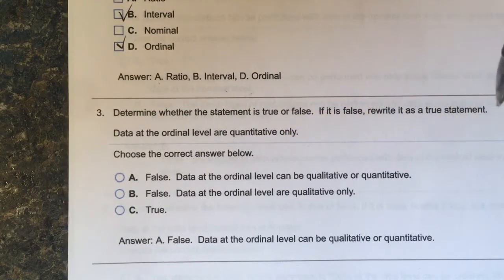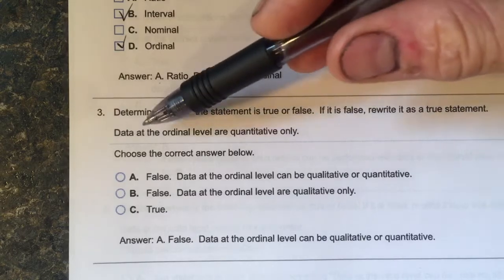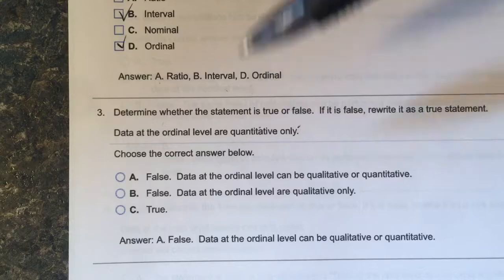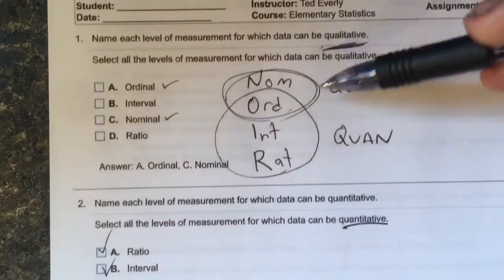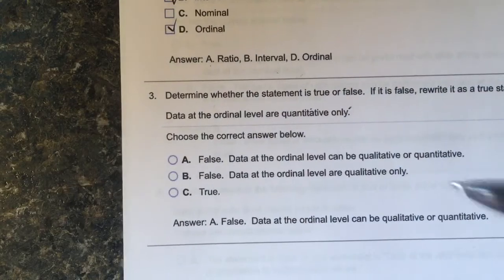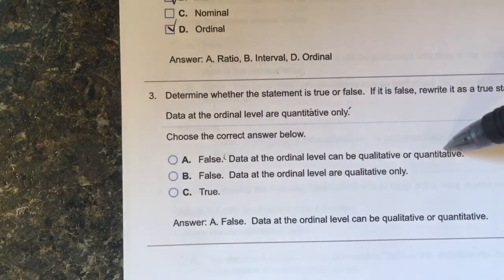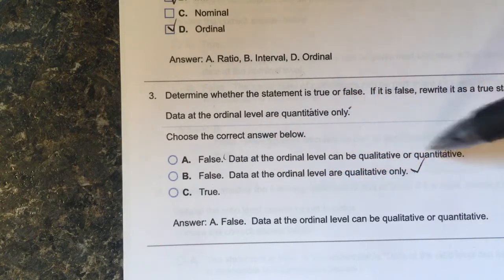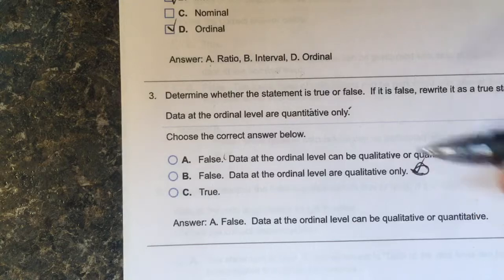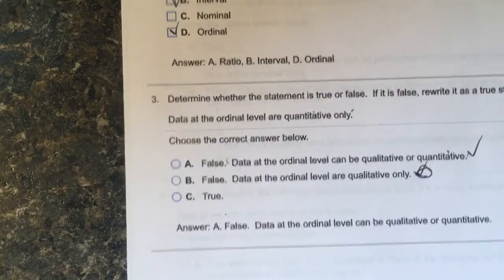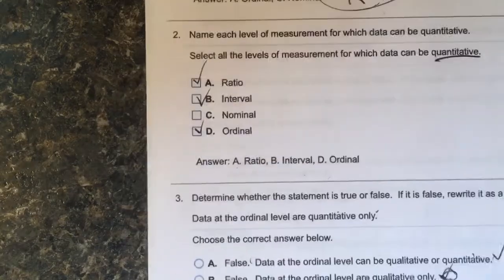Okay. Number 3, determine whether the statement is true or false. If false, rewrite it as a true statement. All right, data at the ordinal level are quantitative only. Okay, now we just said it right here. Ordinal level can be both. So that's false. Now, is it false because of this or is it false because of that? Well, it's false. Then it says data at the ordinal level can be qualitative or quantitative. It's this one right here. So there's the answer A. You can see it here. Here's the answer A. Okay.